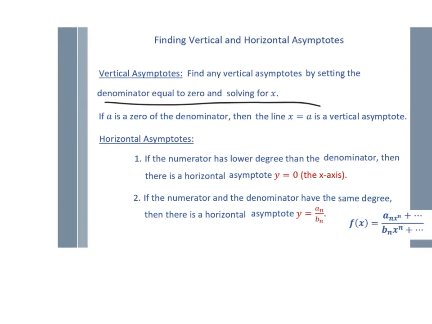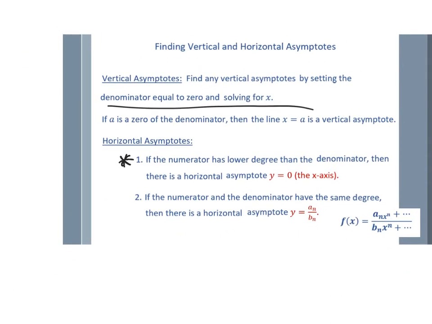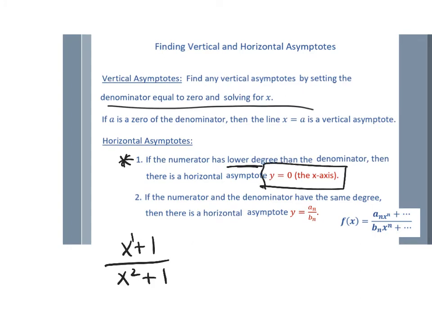So for example, on this one, the first one, this is if the numerator has a lower degree than the denominator. So for example, let's say you have x plus 1 over x squared plus 1. Notice the degree of my numerator is a 1, and my degree of my denominator is a 2. So because the numerator has the lower degree, my horizontal asymptote occurs at the equation y equals 0.